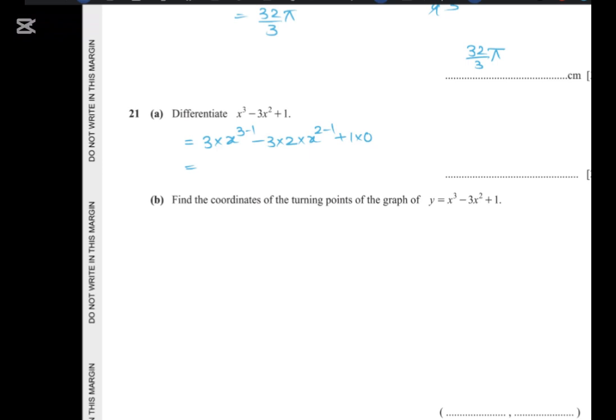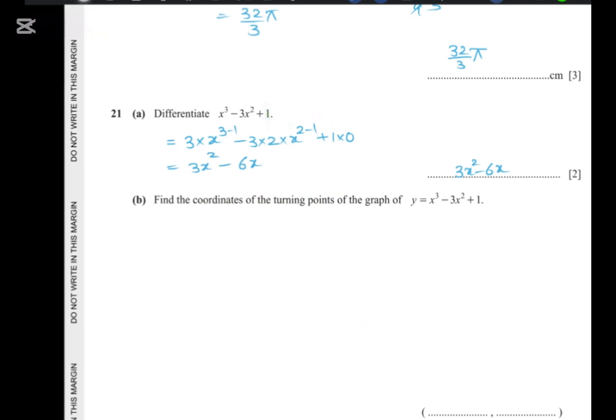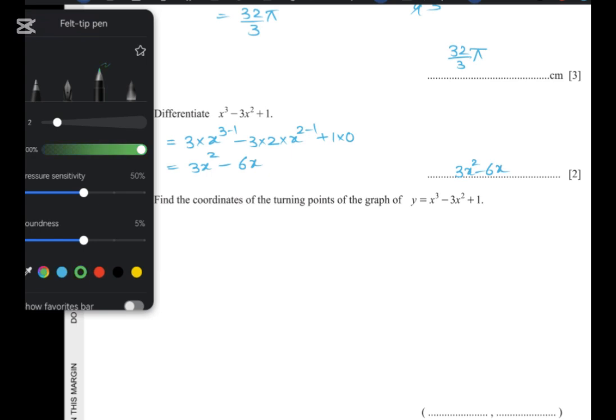So this will be 3 into x raised to 3 minus 1, which is 3x square, minus 3 into 2, which is minus 6, into x raised to 2 minus 1, which is x. So minus 6x. This is the differentiation of the given expression. So 3x square minus 6x. Question number B. Find the coordinates of the turning points of the graph y is equal to x cube minus 3x square plus 1. So the same expression is given as y here. We need to find the turning points.